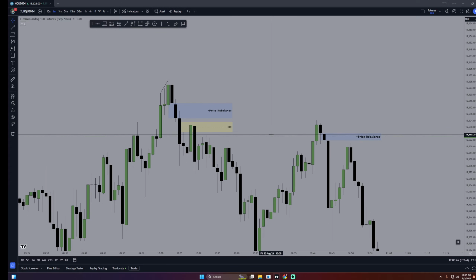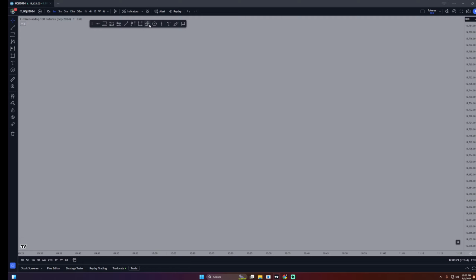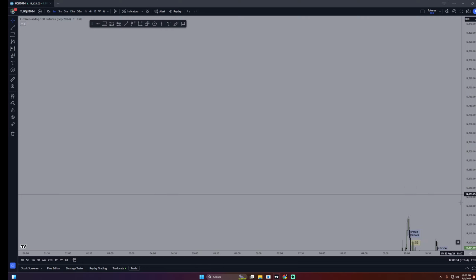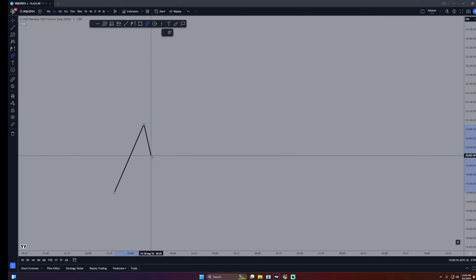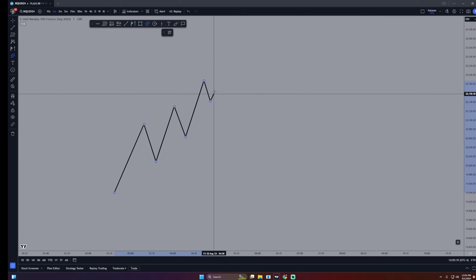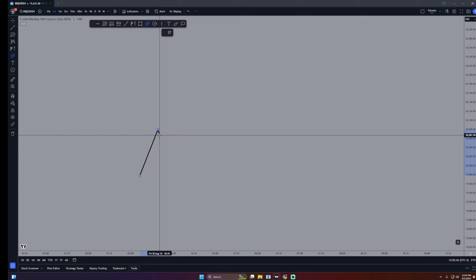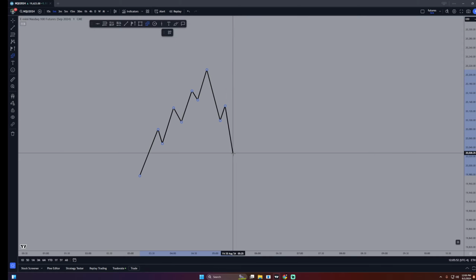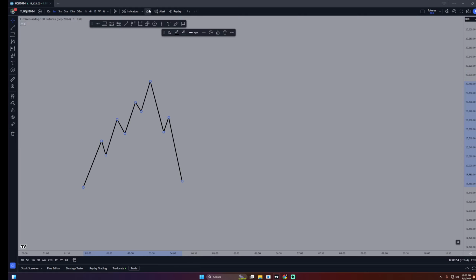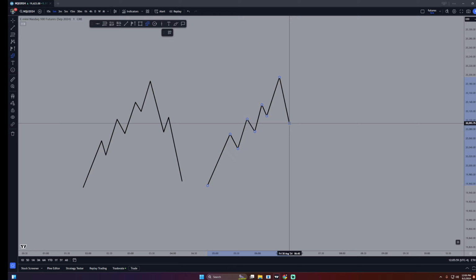Anyways, you want to see price rebalance. Then you want to see two things happen. So we're at a point that I think price is going to reverse from. Oh, this is actually hard to do. Okay, this is like the first case scenario. This is the second case scenario.